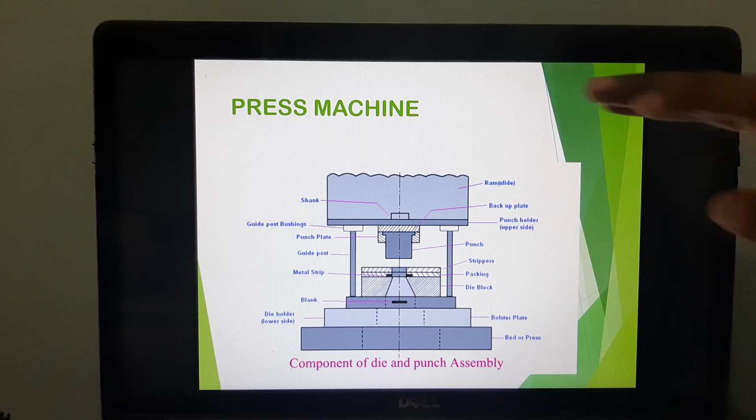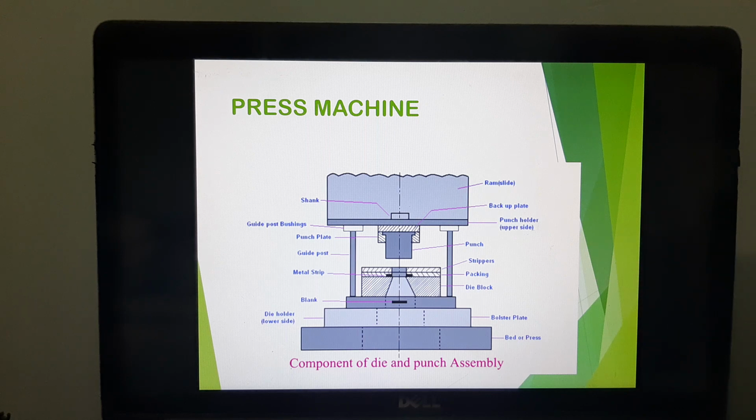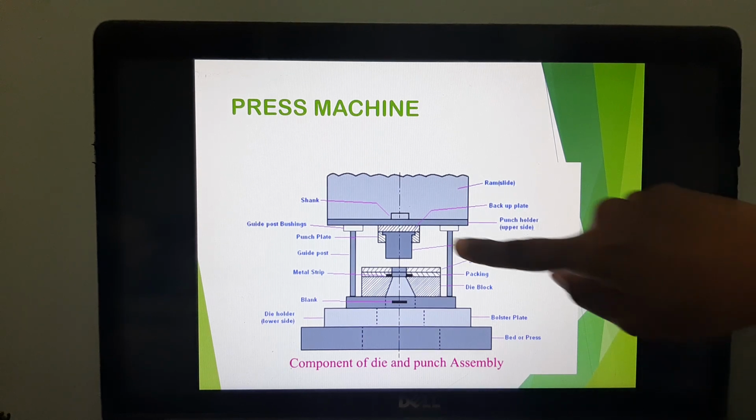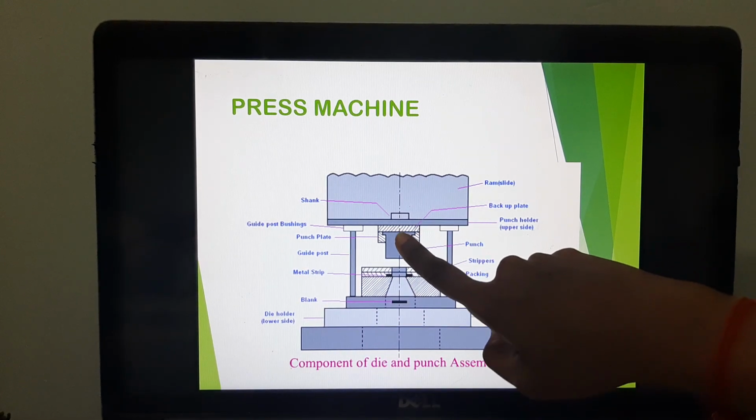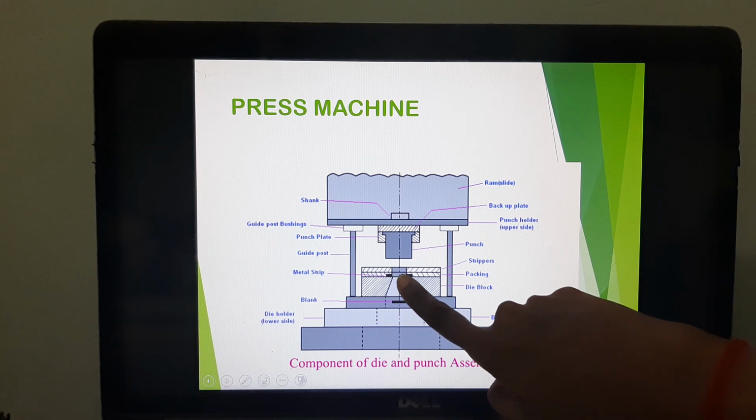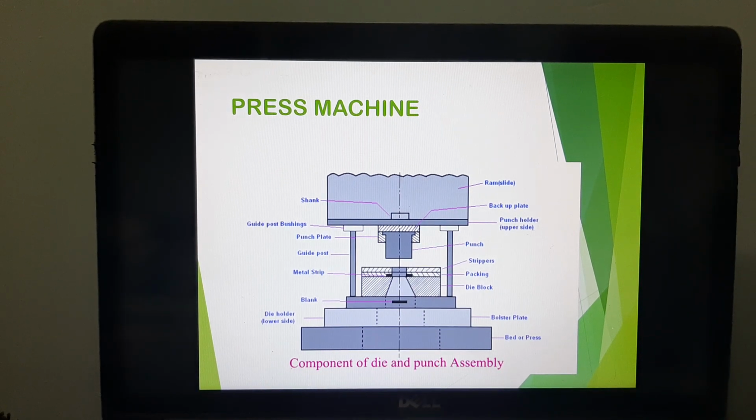Your press machine is made out of a ram, or the slide. You have a backup plate, which is where your mold fits. You have a punch block and a die block. Both have to come in pairs, not just a punch, not just a die. Your punch and die actually determine the type of operation.